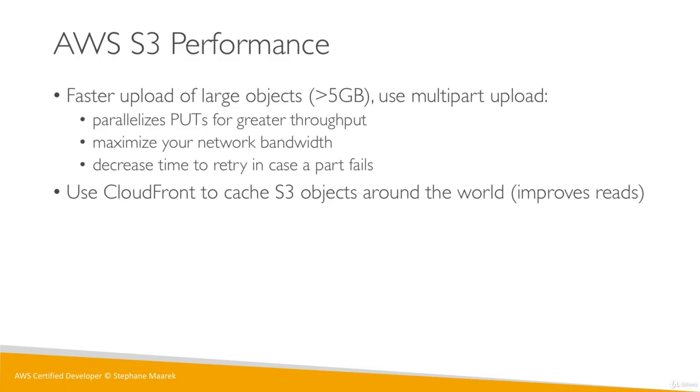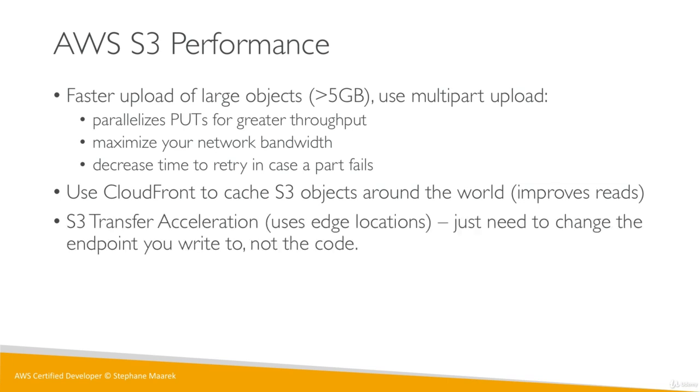If you want to do a lot of reads around your S3 bucket, there is a very popular technology called CloudFront that is used to cache the S3 objects for you. And if you want to upload files from far away to your S3 bucket, for example, I have my S3 bucket in Europe, but I want to upload a file from Australia, you can use something called S3 transfer acceleration. That uses edge locations, which means that you write locally to a server in Australia, and then that server on the Amazon network will transfer that file automatically to Europe, okay? Overall, no code changes, you just change the endpoint you write to.